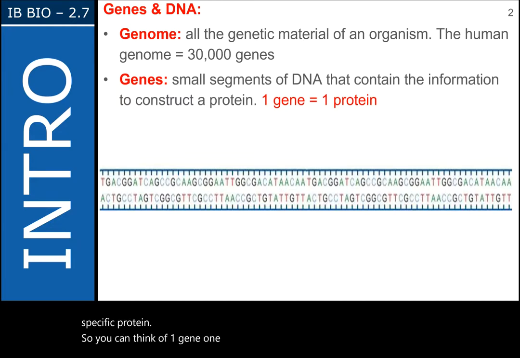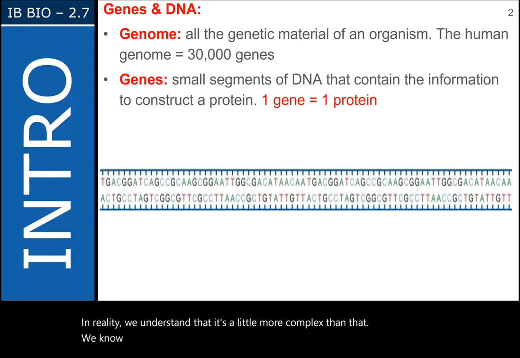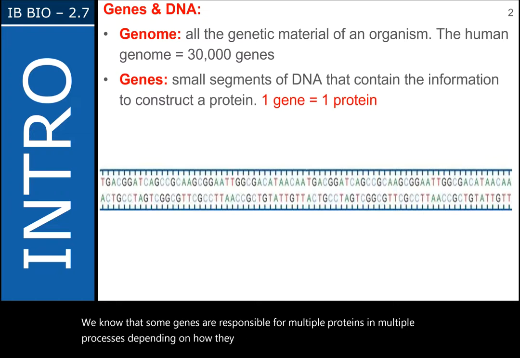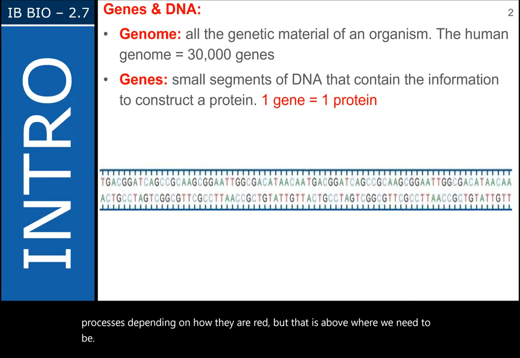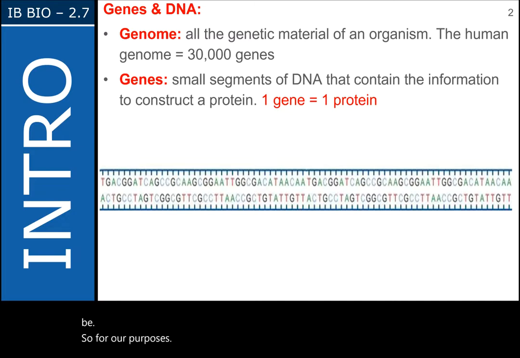Now, in reality, we understand that it's a little more complex than that. We know that some genes are responsible for multiple proteins and multiple processes, depending on how they're read. But that is above where we need to be. So, for our purposes, our understanding is that one gene codes for one protein.